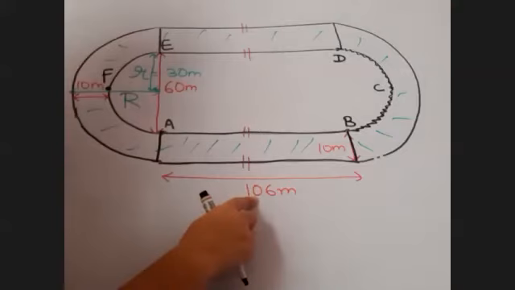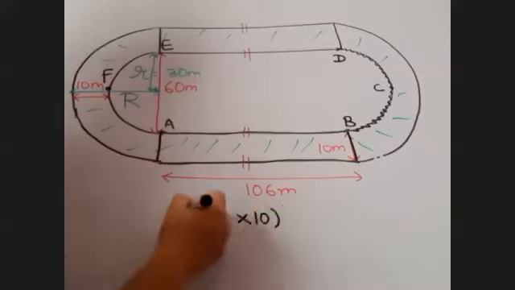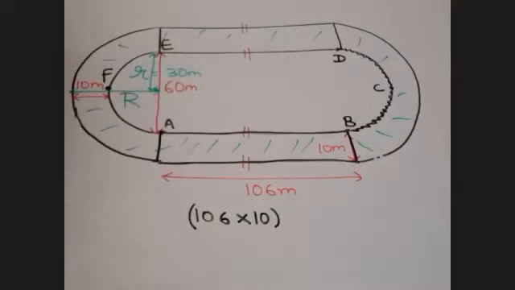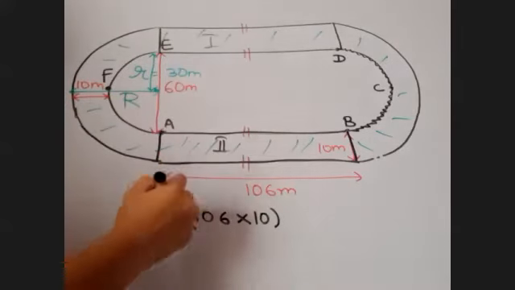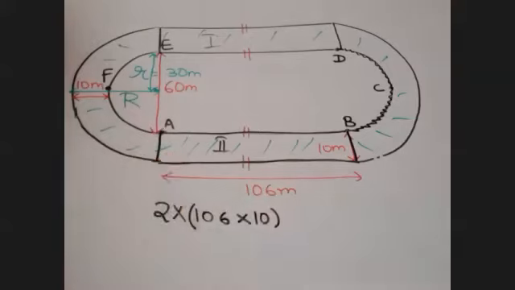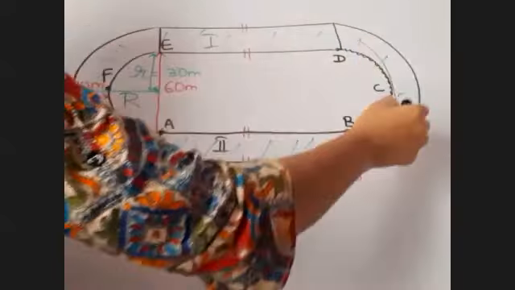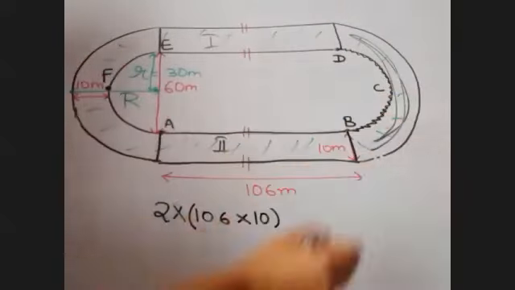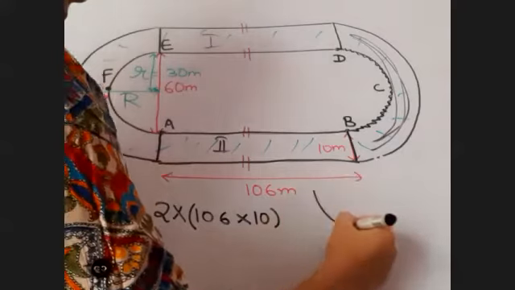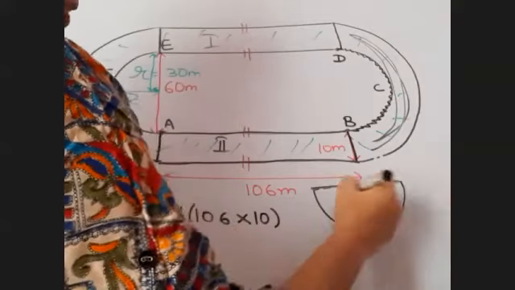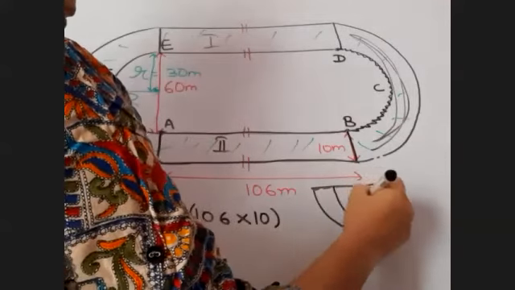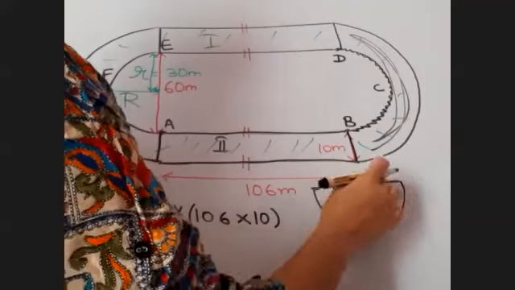Now, how to find area of this rectangle? Length into breadth. 106 into 10. And this is to be taken how many times? 2 times. So 2 into 106 into 10. This part is done. Now let us focus on this part. How to find area of this? Outer minus inner. You have one semicircle, from which you have taken out the inner. That is how you are getting this shape.